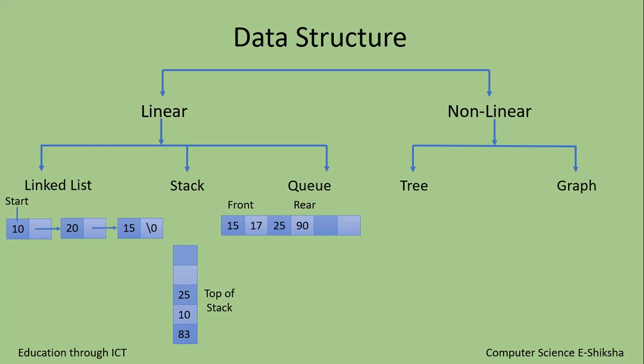The front and rear are nothing but the locations where we can insert or delete the element. Front indicates the location from where we can process or delete the data, and rear indicates the location where we can insert new elements.